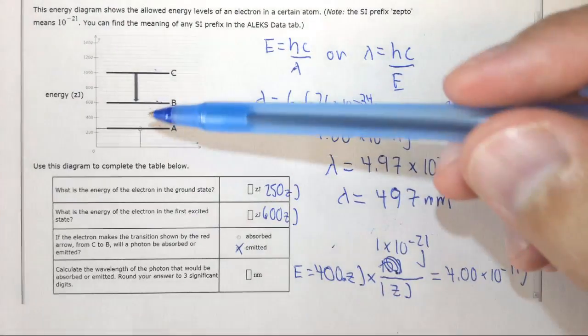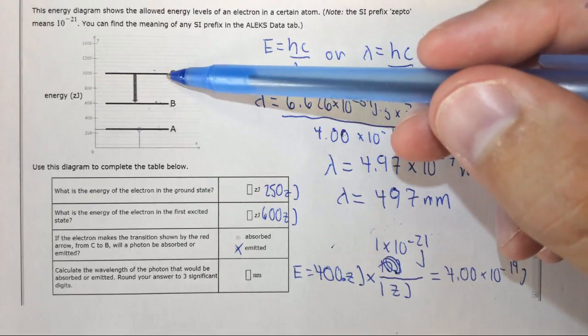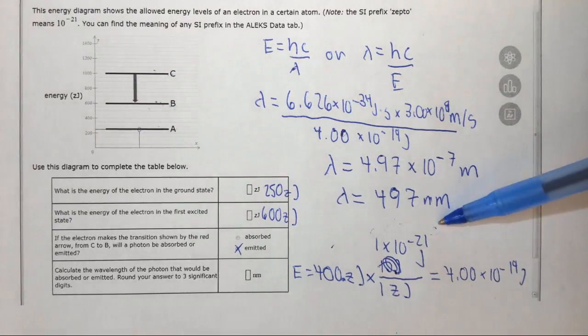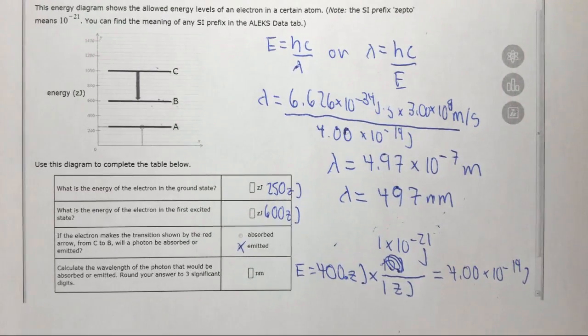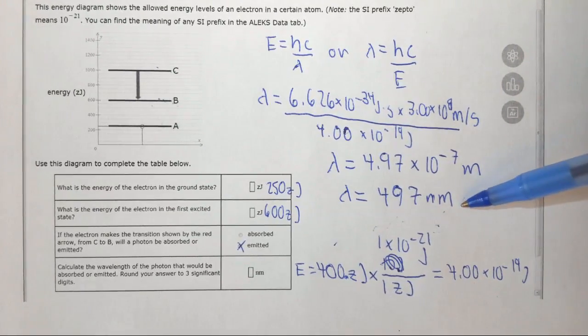So if a photon in an atom goes from C to B in this case, it will give off a photon of green light, and we would actually be able to see that green light because our eyes can see visible light.